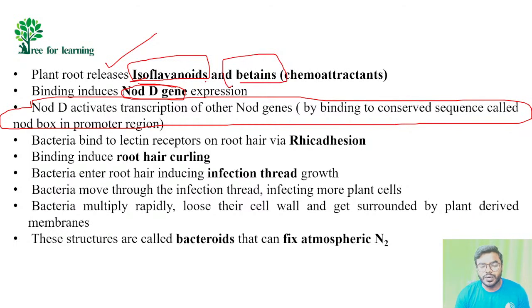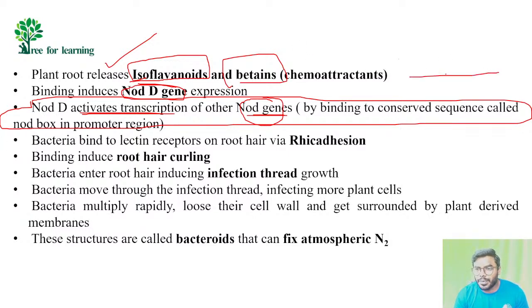I have already told you, right? NOD-D gene is said to be a constitutively expressed gene. Is it, friends? So what will the NOD-D gene do, friends? NOD-D gene activates the transcription of other genes. You're getting my point? NOD-D gene is activating the expression of the other NOD genes. Right. So what will happen then?